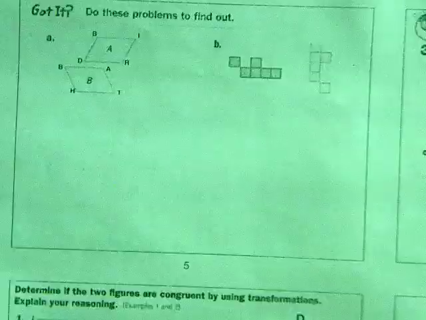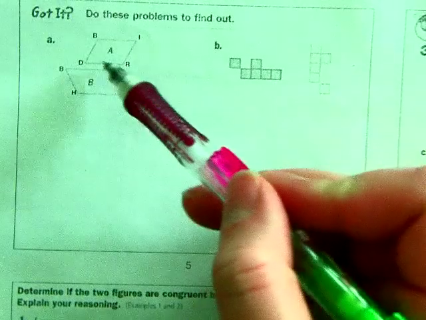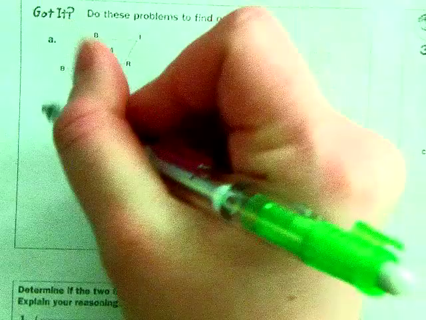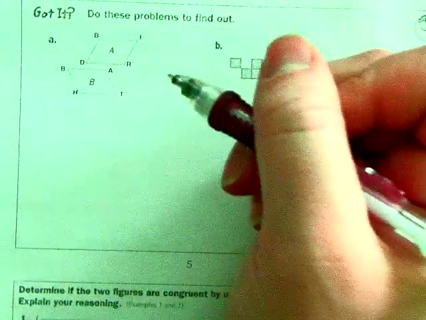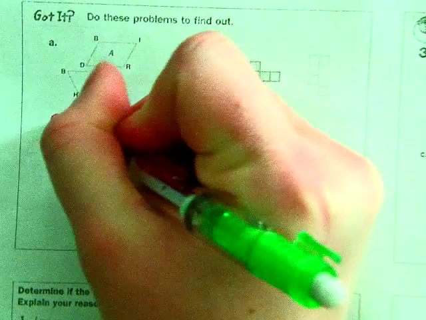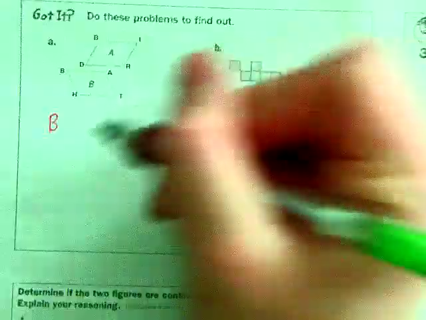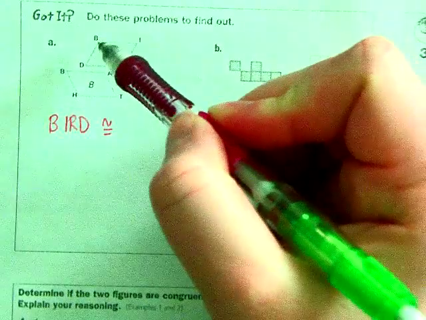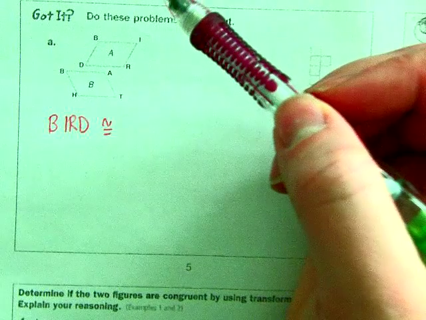On the back, same thing here. Do these problems to find out, do A and B look congruent? They do. And there's no shape to write in front of a quadrilateral, so we would just go, this one, alphabetical, is congruent to, let's see, do B and B go together?